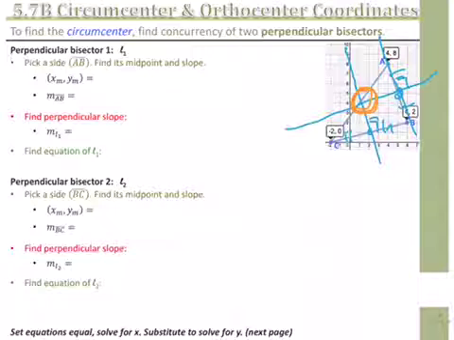Another reason why we have to do it this way instead of just plotting stuff is that the circumcenter might have coordinates that aren't integers, so they might meet at some weird place like right here.